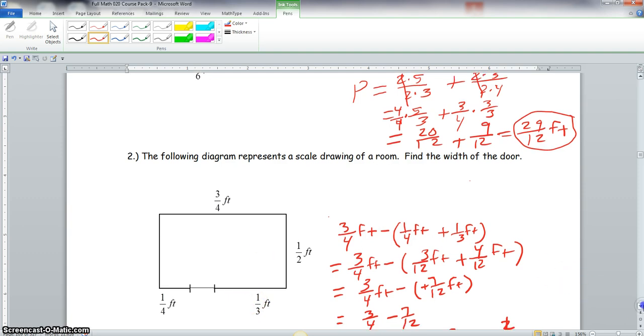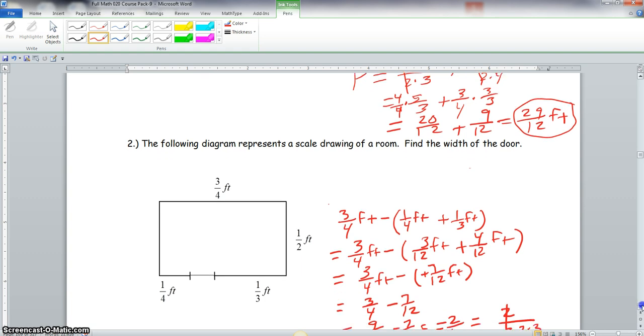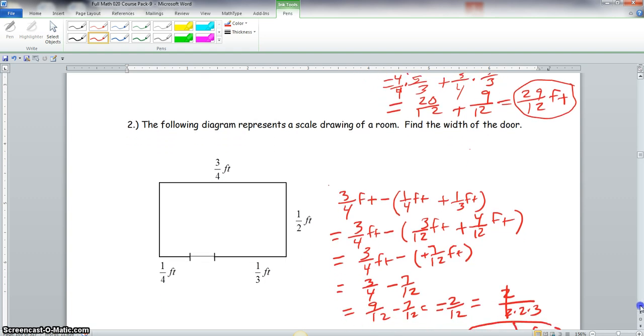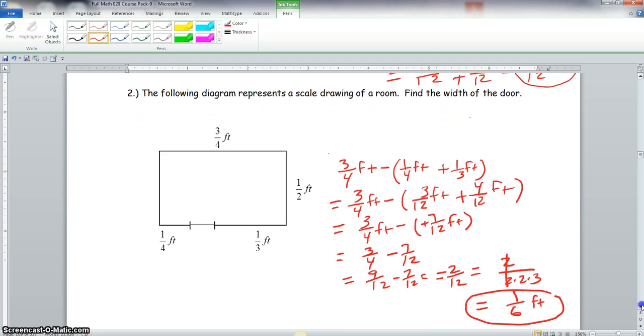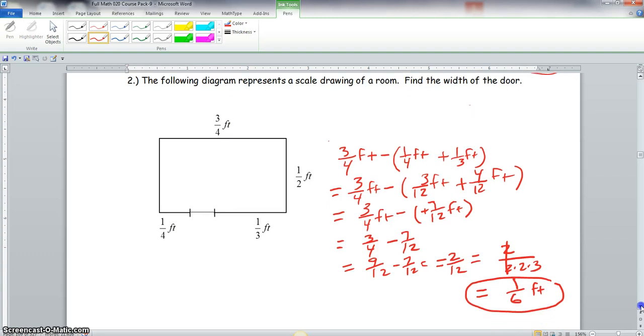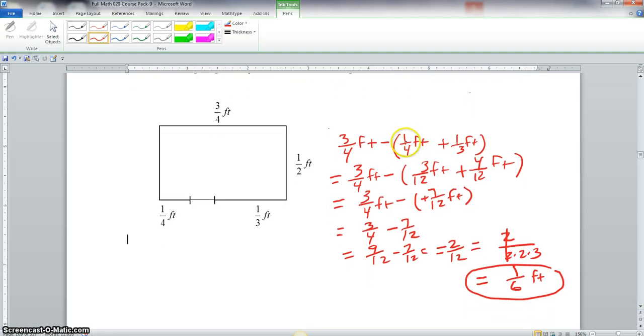So what we're going to do is take the full measurement of that side, which is 3/4, minus the addition of these two pieces of that side. So now we will put that in parentheses. Now we're going to take 1/4 plus 1/3. The common denominator of 4 and 3 is 12. Now we know 4 times 3 is 12, so we multiply this 1 by 3. That gives us 3/12. 3 times 4 is 12, and 1 times 4 is 4. 3/12 plus 4/12 is 7/12, and that's a positive 7/12.